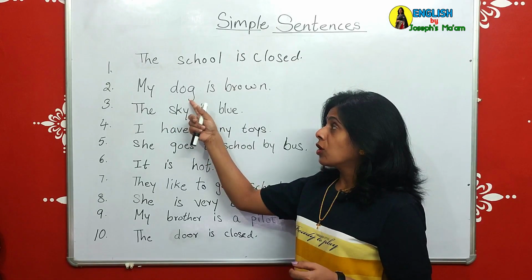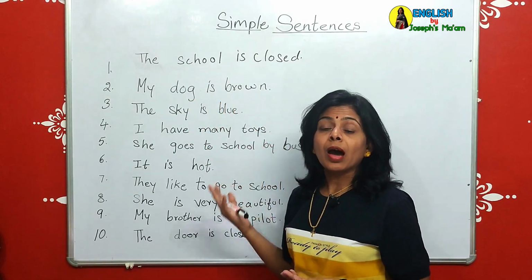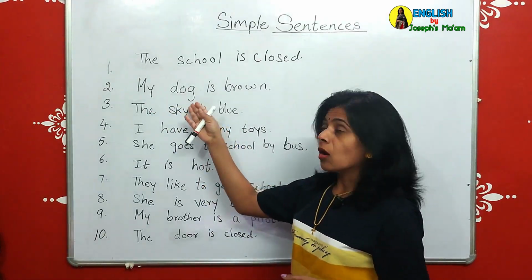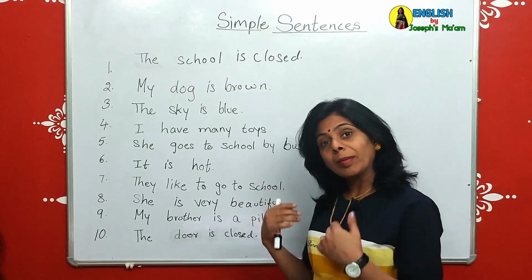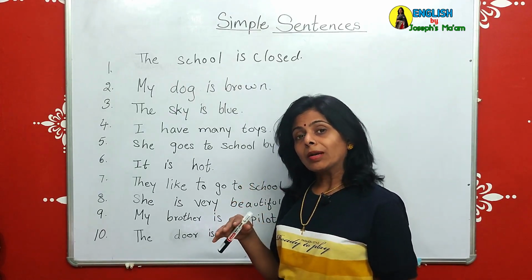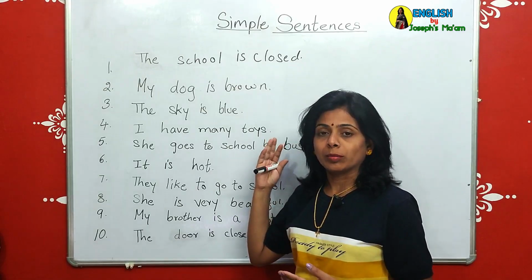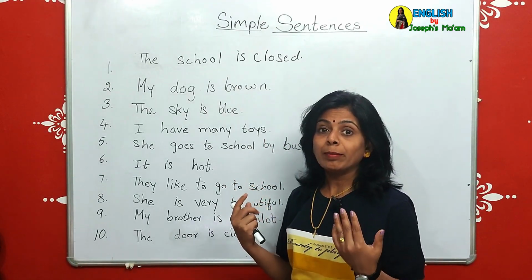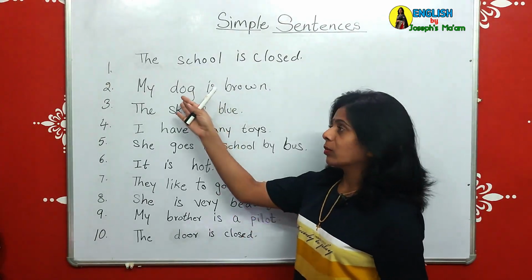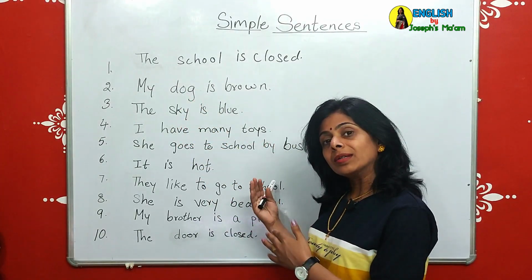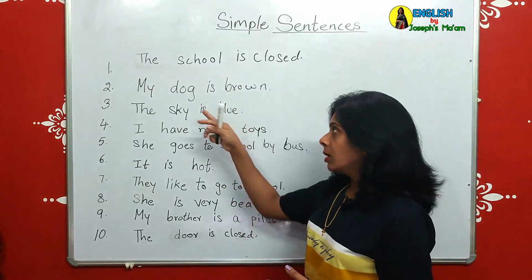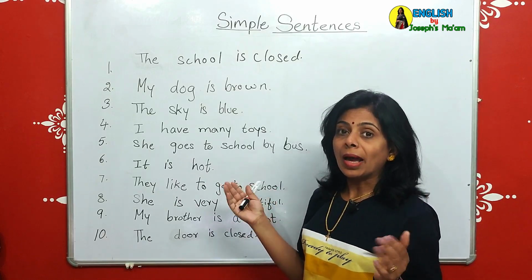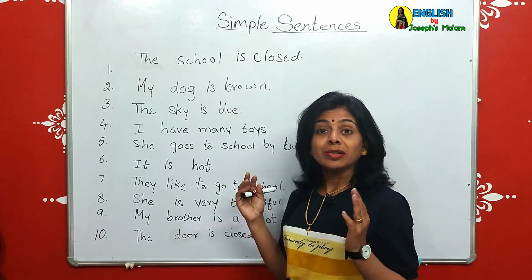My dog is brown. My means मेरा. I am talking about myself, about my pet. My dog is brown. You can say, my rabbit is white and black. Instead of the word dog, you can use any other word, any other animal. I have written dog, you can write rabbit. The rabbit is black in color.